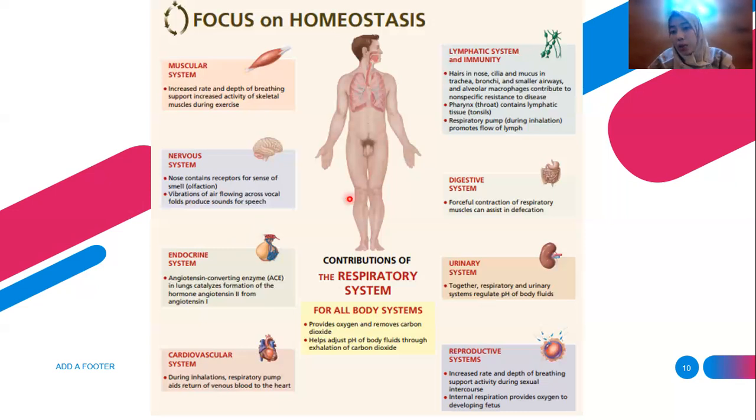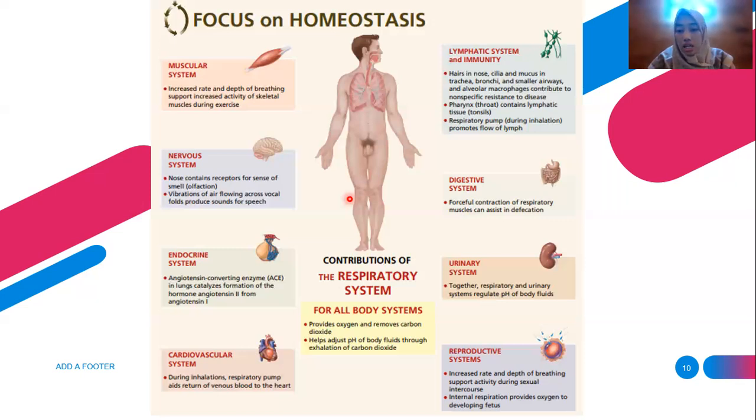In the lymphatic system and immunity, hairs in the nose, cilia and mucus in the trachea, bronchi, and smaller airways, and alveolar macrophages contribute to non-specific resistance to disease. And also the pharynx or throat contains lymphatic tissue. The respiratory pump during inhalation promotes flow of lymph. And for the digestive system, forceful contraction of respiratory muscles can assist in defecation.